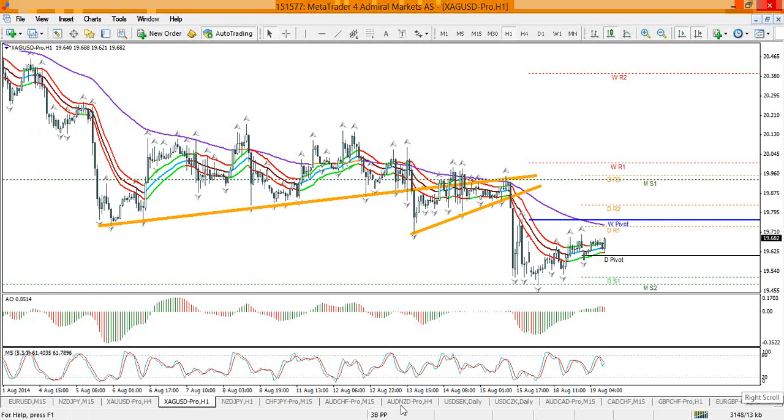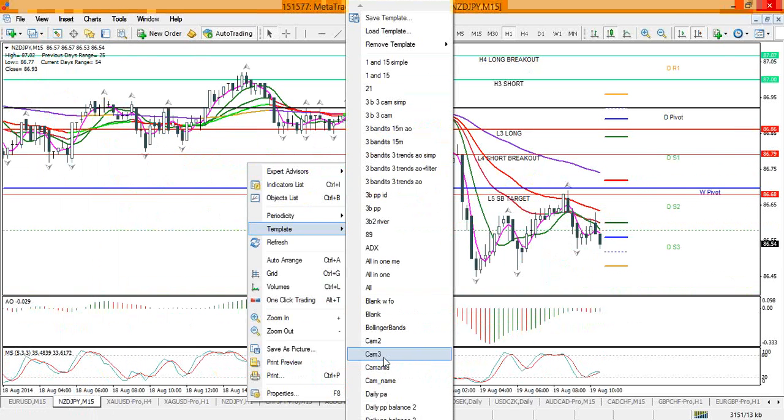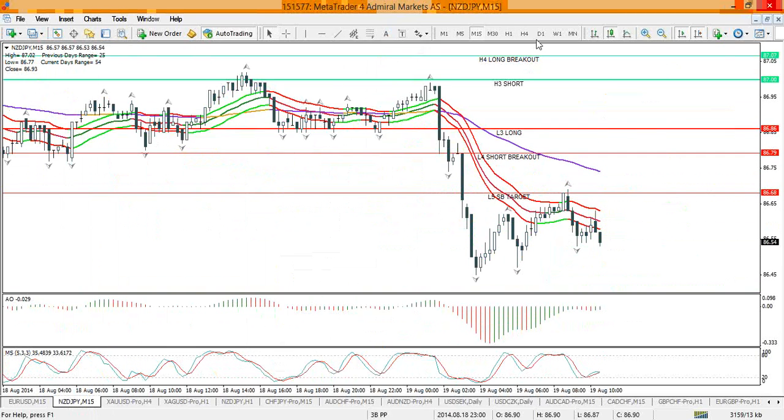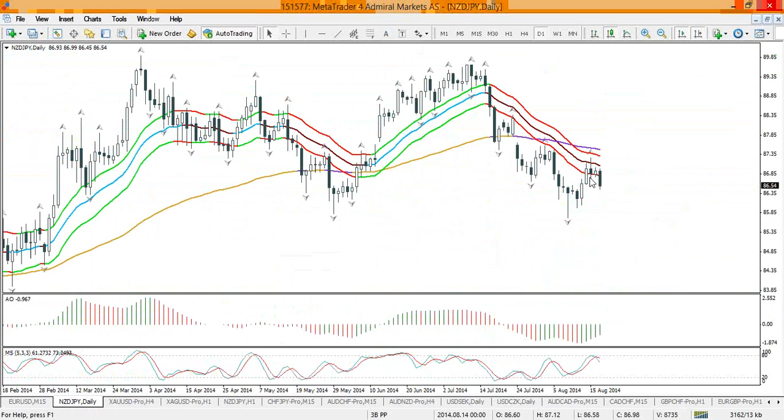New Zealand yen. Let me see if I can find it. That's here. Bearish candle at the 21 band. Moving average is aligned. And that was a rejection candle on Thursday. Bearish moving average is here on the New Zealand yen daily chart.